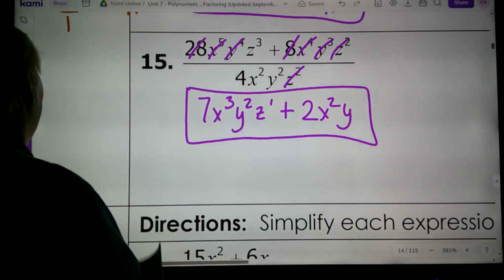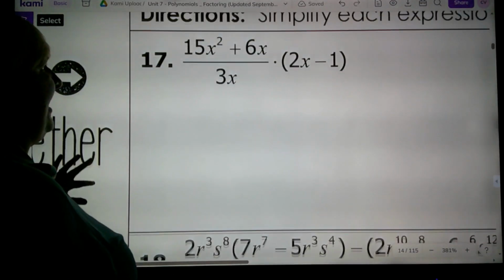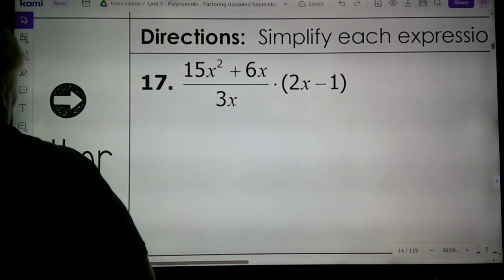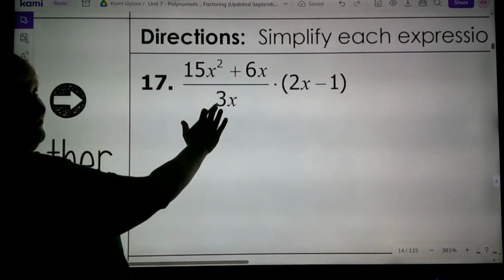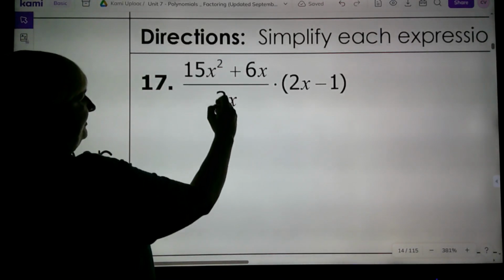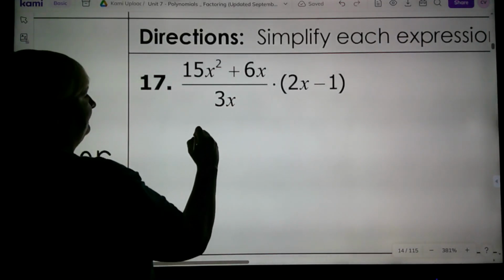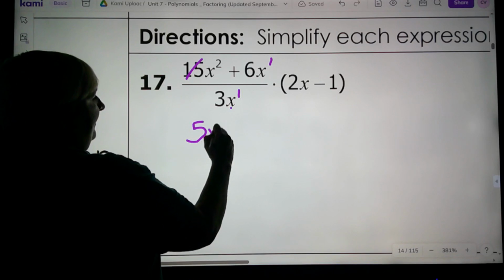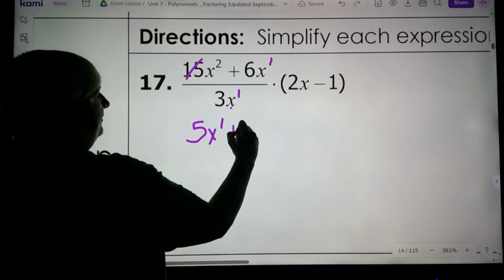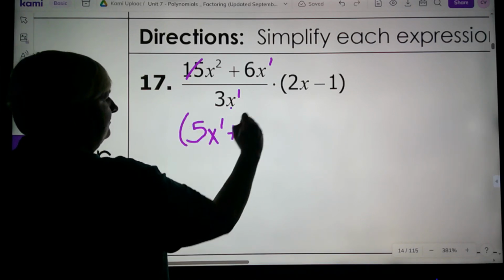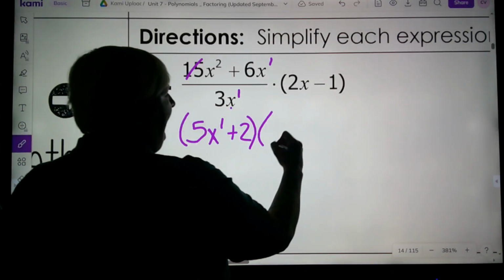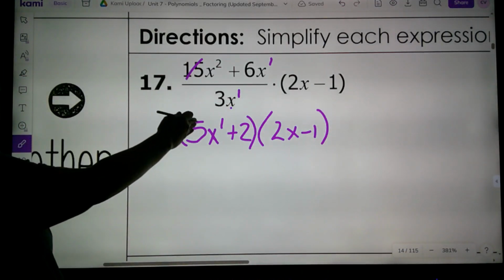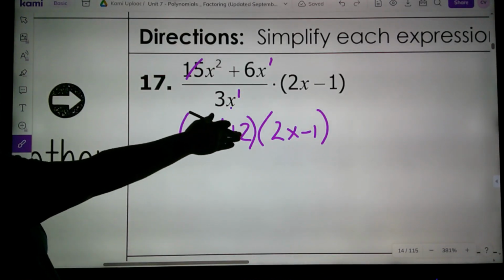Oh, this is fun. Alright, now they're going to combine the last two things we did. Don't panic. First, you're going to divide, which is going to give you 5x to the first plus 2. And you're going to multiply that times 2x minus 1. So first you're going to divide, and then you're going to multiply, right?